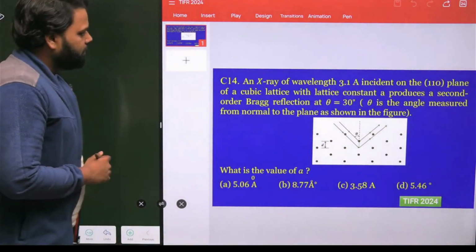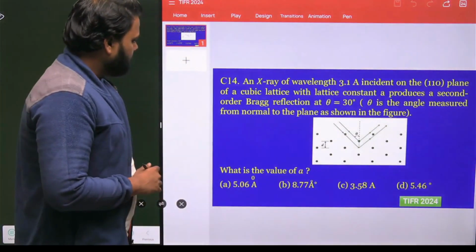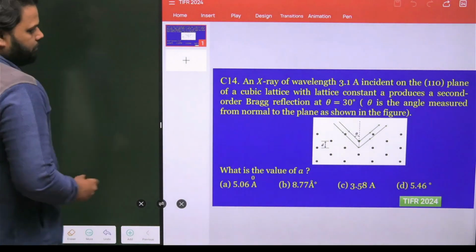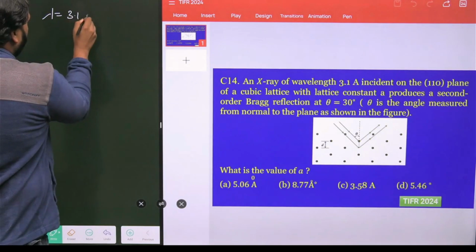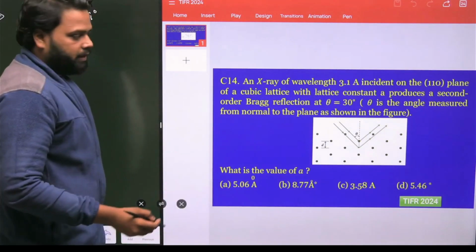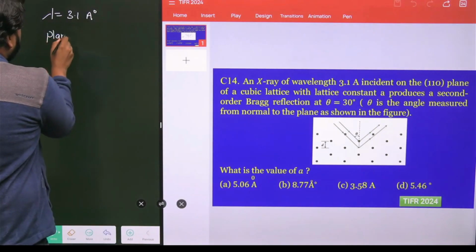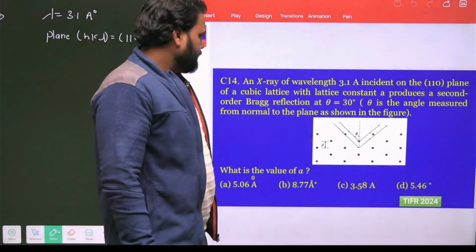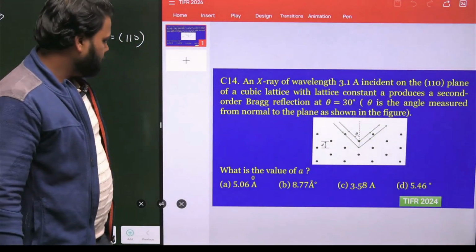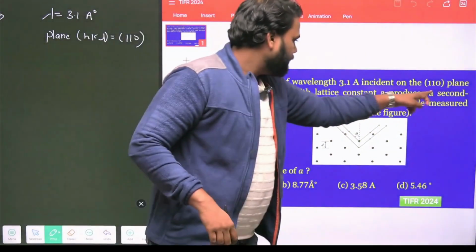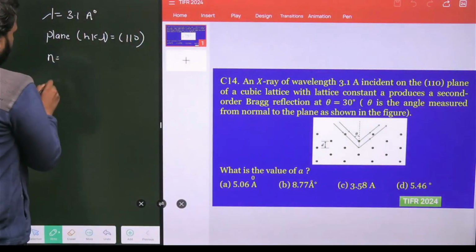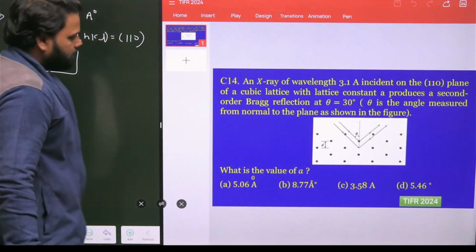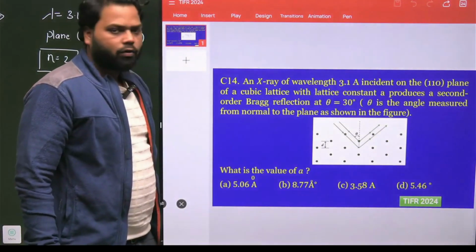So the question is, an X-ray of wavelength 3.1 angstrom is incident on the 110 plane of a cubic lattice with a lattice constant a, and produces a second order reflection at theta 30 degree. So the wavelength which is incident is 3.1 angstrom, and it is incident on the 110 plane. The plane is given to us, that is hkl is nothing but 110. They are saying the lattice constant is a, because the crystal is cubic, and it produces a second order reflection. That means the value of n, the order of diffraction, will be 2. So n is equal to 2, theta is 30 degree, and we have to find the value of a, that is the lattice constant.